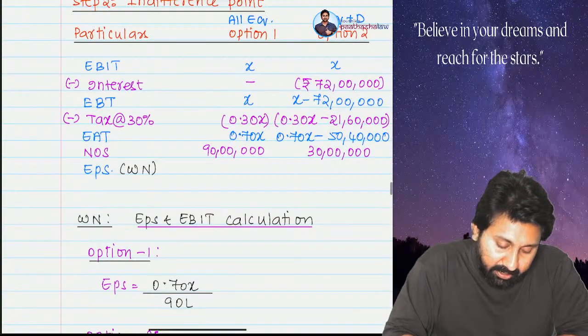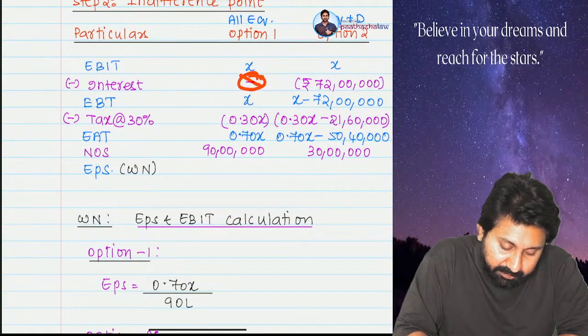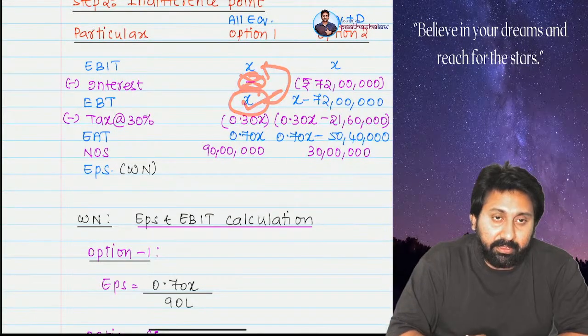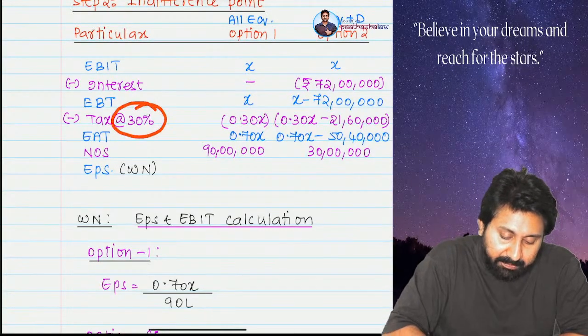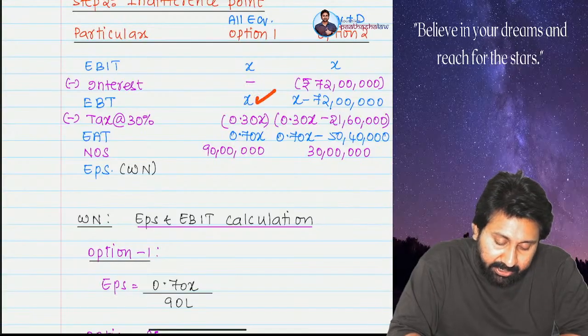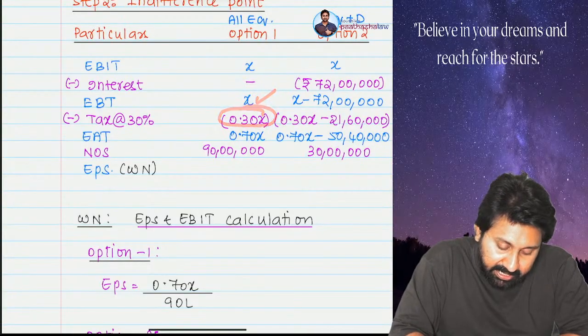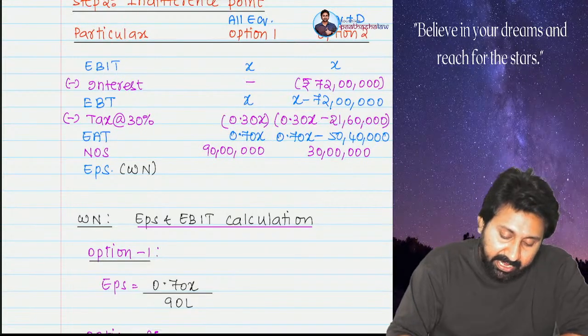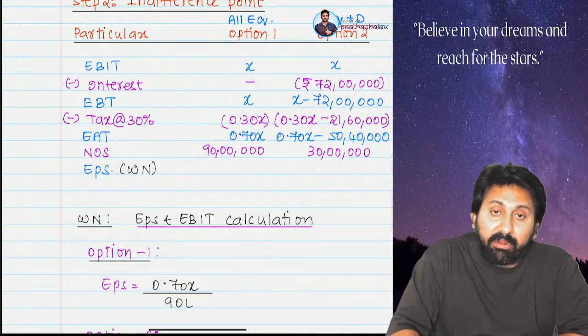All equity. Since it is all equity, interest will not be there. EBT and EBIT both are the same. Taxation at the rate of 30%, so X into 30%, 0.3X. EAT equals 0.7X. Number of shares is 90 lakh.